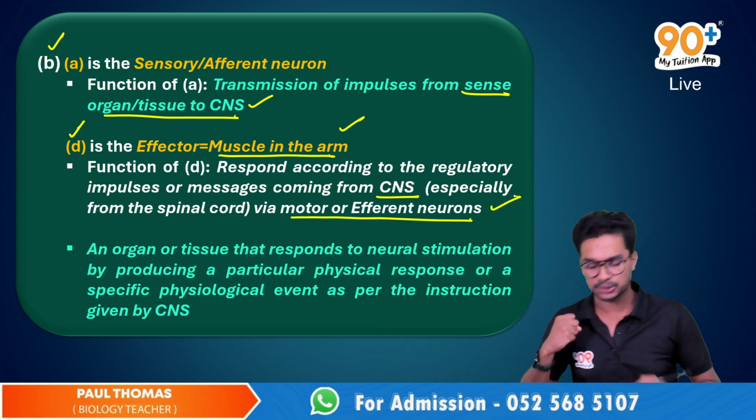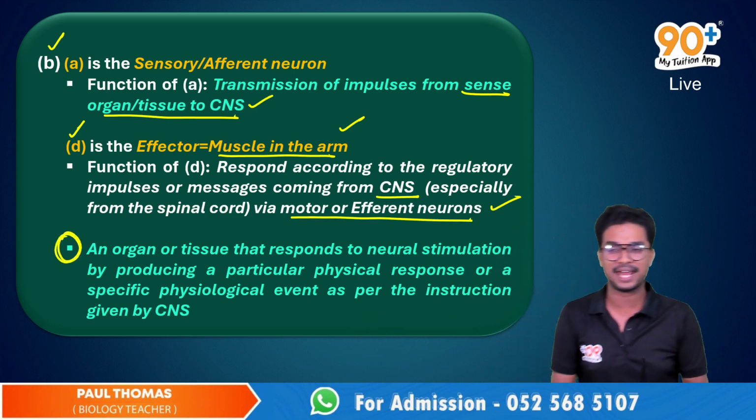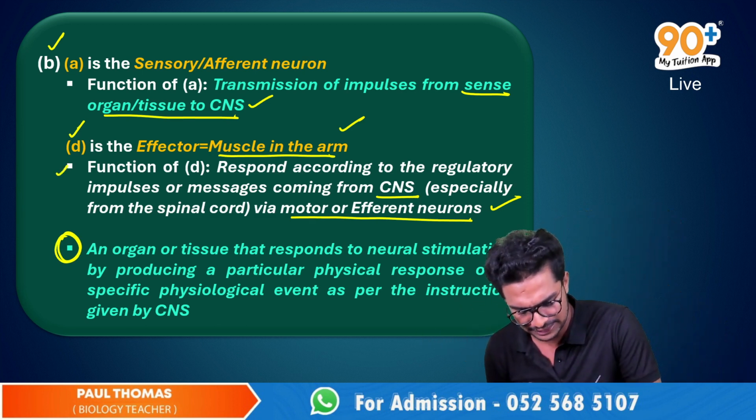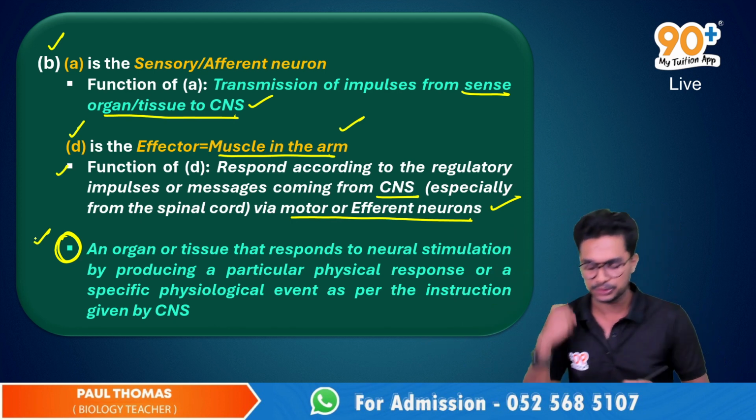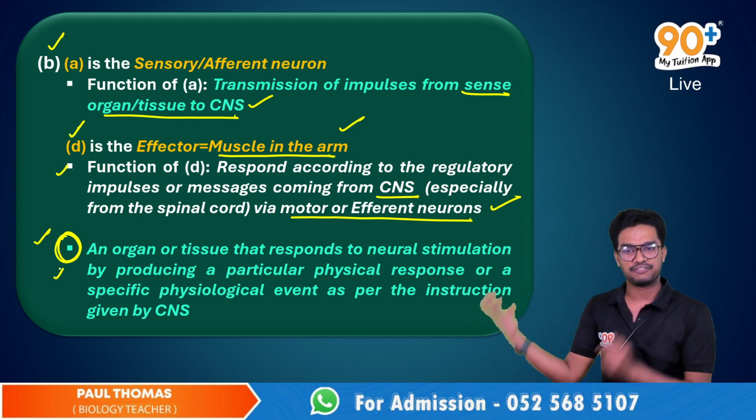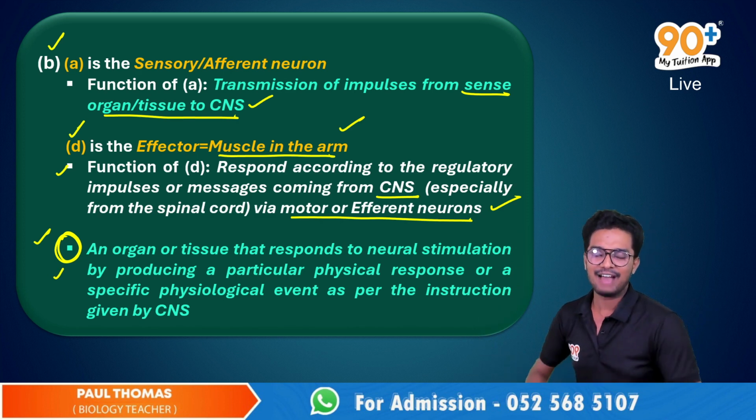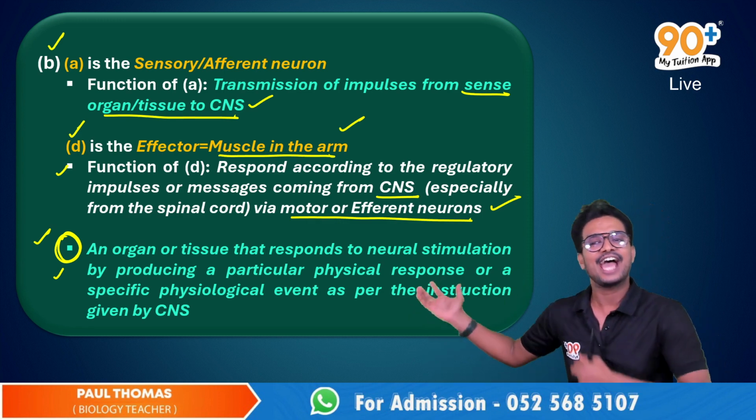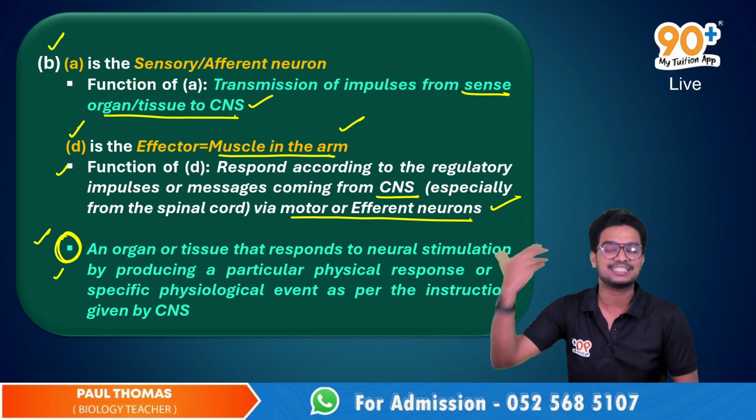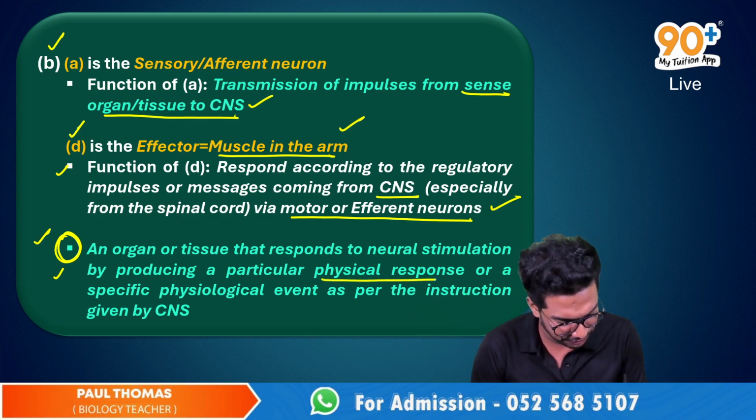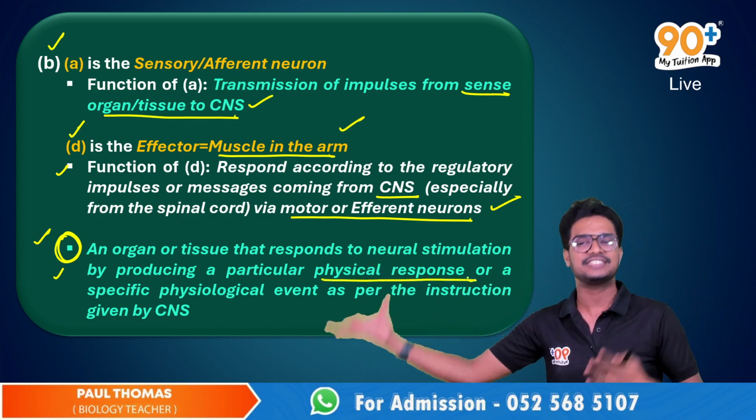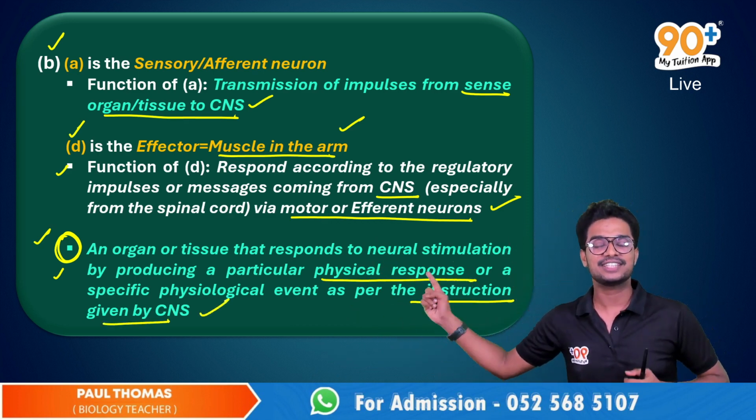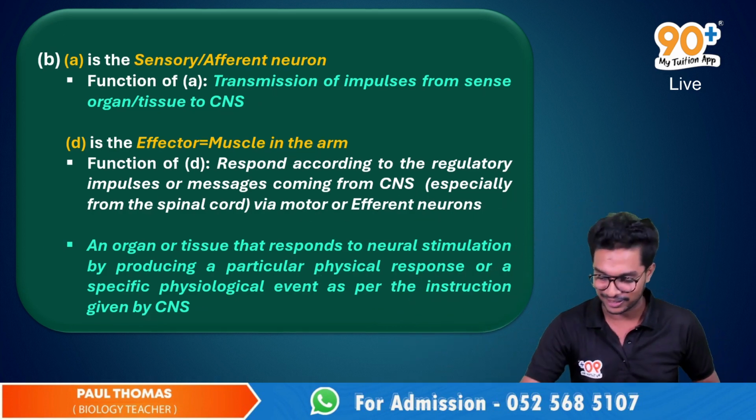I suggest you write the function mentioned in the last paragraph, and here it is an organ. You can write the first one or the second one, but I suggest the second one. I will give you an alternative answer for the function of D, the effector or muscle in the arm. It is an organ or tissue that responds to neural stimulation by producing a particular physical response or specific physiological event as per the instruction from the central nervous system, which for this action is the spinal cord.